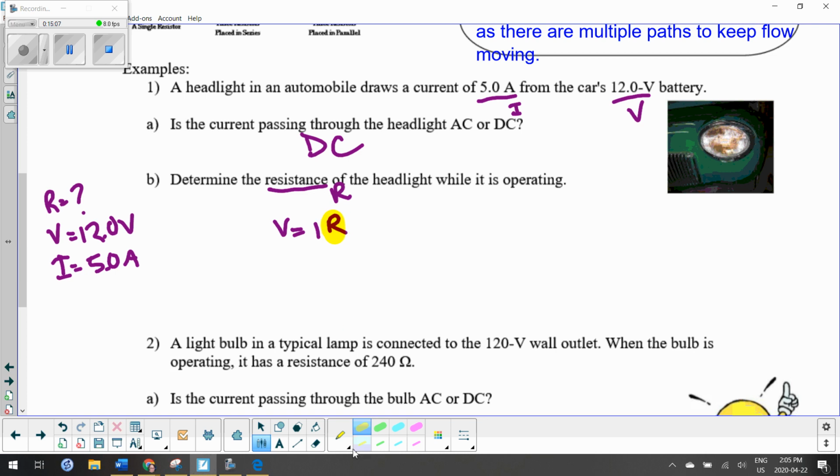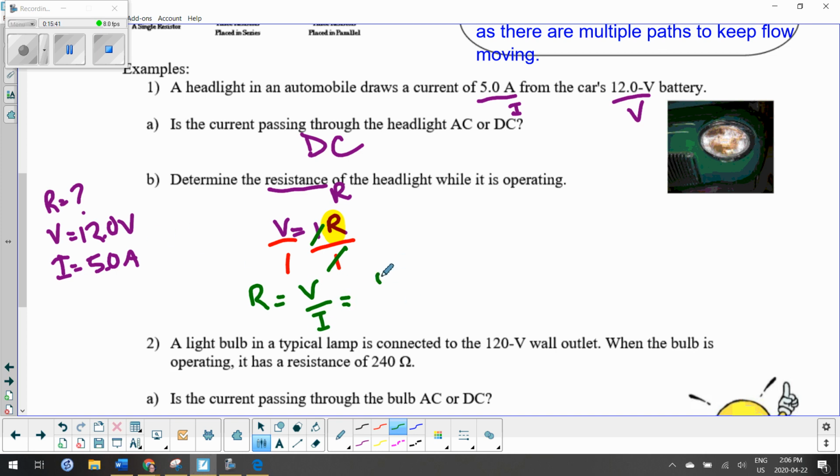Remember, you always have to do opposite operations when you're trying to rearrange. So in this one, I and R are being multiplied. I need to get R by itself, so I have to do the opposite, which is division. I want to get R by itself, so I want to move I. What I do to one side, I must do to the other. Now, if you have two of the same things on the top and the bottom, they cancel out. So now R is left by itself. So R equals V divided by I.